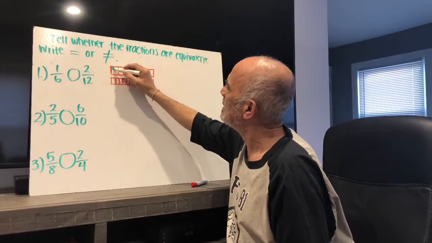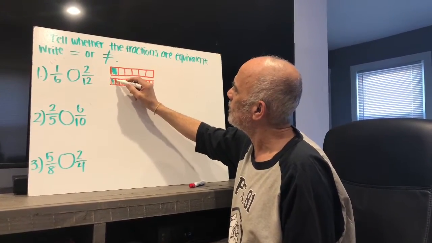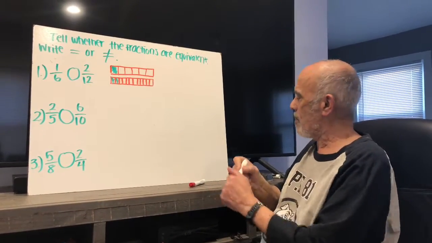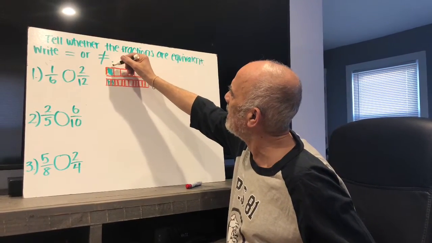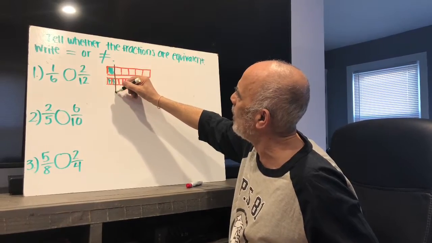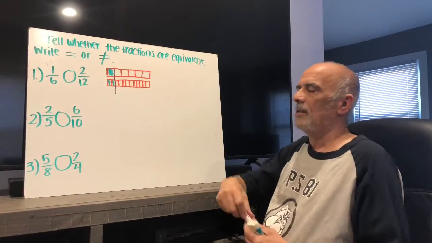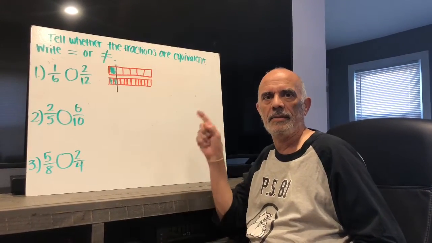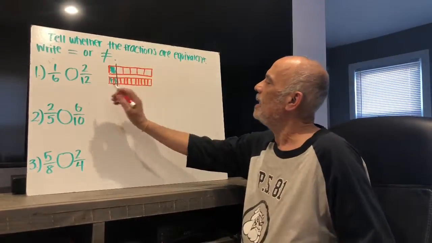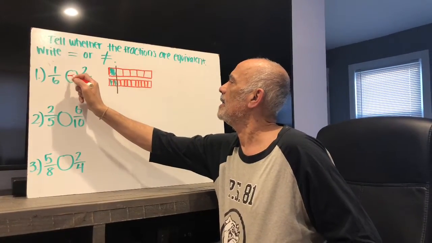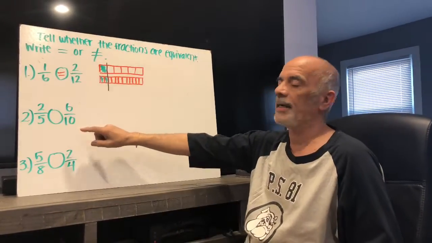1/6 or 2/12. If we look, 1/6 and 2/12 are the same size. So, I'll give you 2 seconds to see which sign you're going to use. 1001, 1002. These two fractions are equal. If you said equal, give yourself a pat on the back. Let's look at the next fraction.